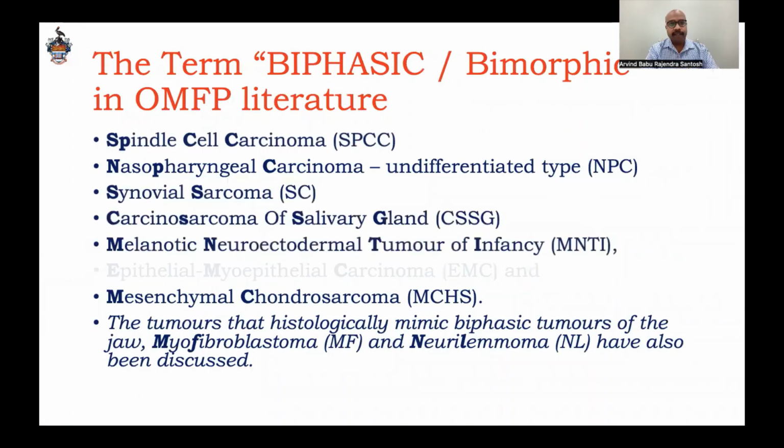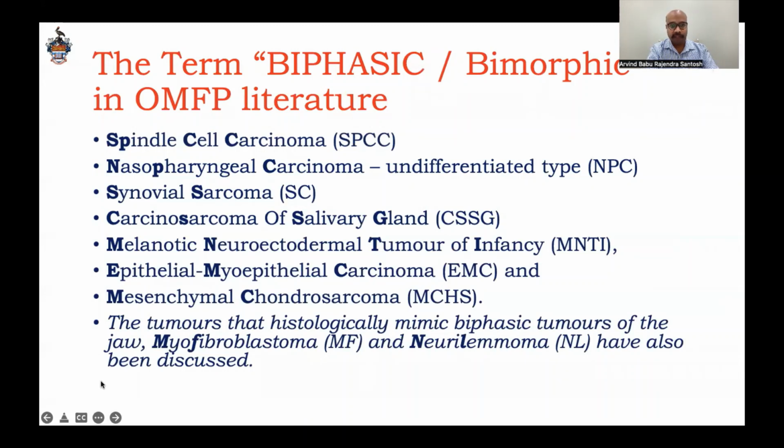So the biphasic or bimorphic tumors that were identified in our literature are: 1, spindle cell carcinoma; 2, nasopharyngeal carcinoma, which is undifferentiated type; synovial sarcoma; carcinosarcoma of salivary gland; melanotic neuroectodermal tumor of infancy; epithelial-myoepithelial carcinoma; and mesenchymal chondrosarcoma. And the tumors that histologically mimic biphasic tumors are myofibroblastoma and neurolemoma.